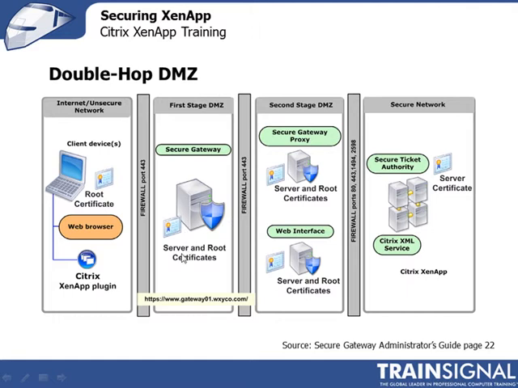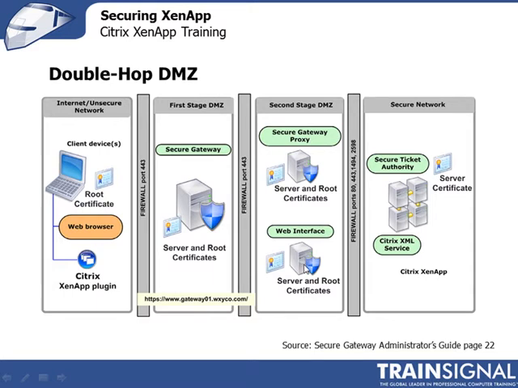Now, the other option would be to have a double hop DMZ, which means the user is connecting first to the Secure Gateway. The Secure Gateway will then hop into another DMZ, go through another firewall, and talk to the Secure Gateway proxy in there, which will then communicate with the Web Interface and enumerate the resources, back and forth. So eventually, when the connection is established, it's going to go something like this. Again, the connection is always going to be proxied through the Secure Gateway. This is the highest level of security you can get.